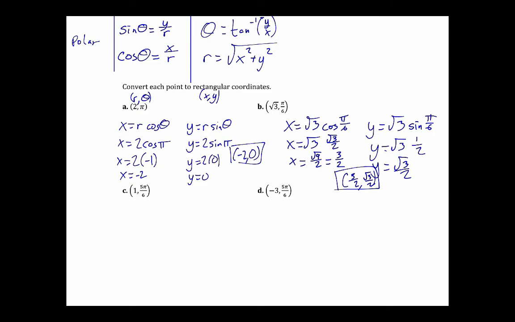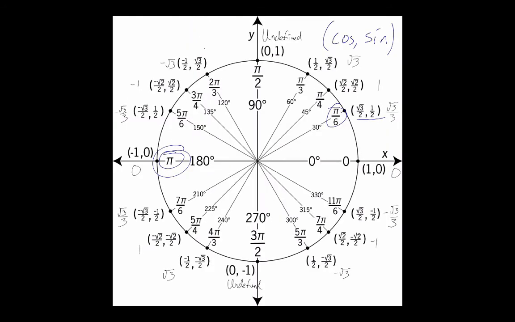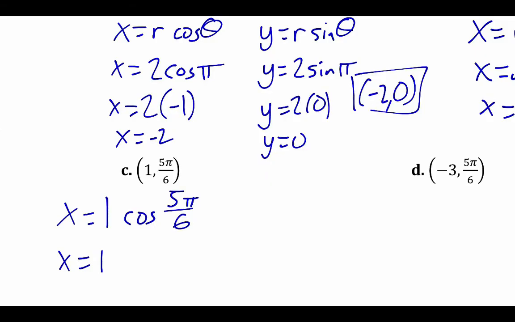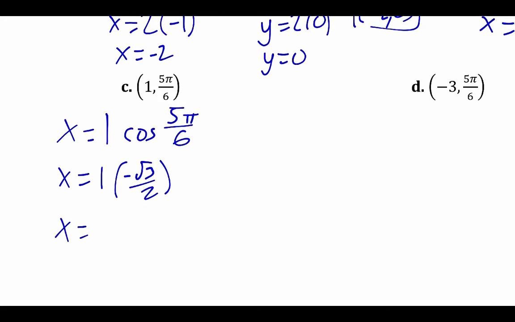Oh well. X coordinate for C. We got x equals r, 1, times the cosine of 5 pi over 6. So we got x equals 1 times the cosine of 5 pi over 6. We find 5 pi over 6. That's over here. Cosine, negative square root of 3 over 2. So we got 1 times negative root 3 over 2, giving us an x coordinate of negative root 3 over 2.